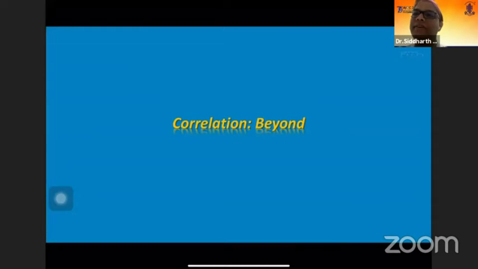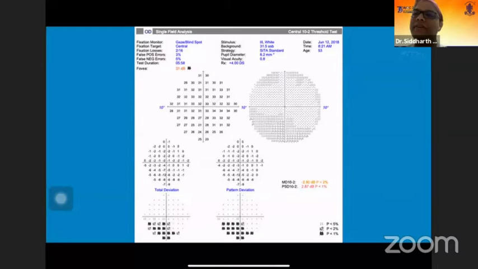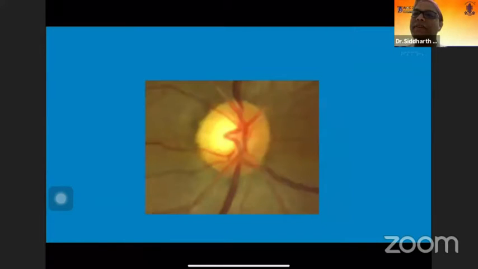Now, the correlation does not extend to only the disc and the nerve fiber layer defect. It goes beyond and must go beyond. What we see here on the right side, the 24-2C standard printout, is an inferior hemifield defect occupying the arcuate area and the nasal area, involving the central points and the paracentral points. It looks quite typical of glaucoma. But is there a surprise in store? The 10-2 also correlates quite well with what we saw on the 24-2. How does the disc look? Now, this is the disc.